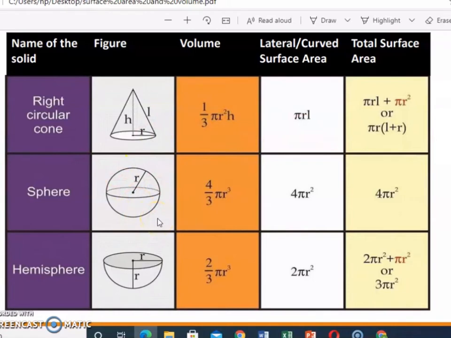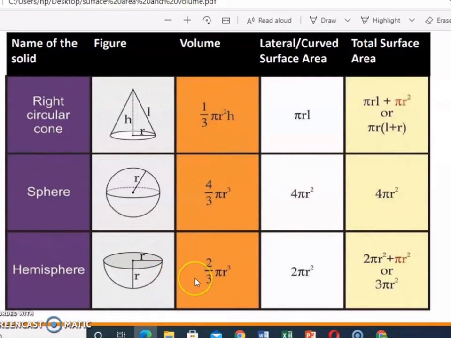Then you have the sphere. For a sphere, the volume is 4 by 3 pi r cube. The curved surface area is 4 pi r square and the total is also 4 pi r square, because the entire surface of the sphere is curved. So both are the same over here, 4 pi r square.